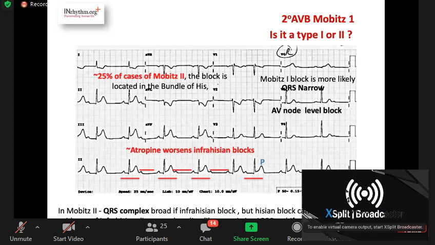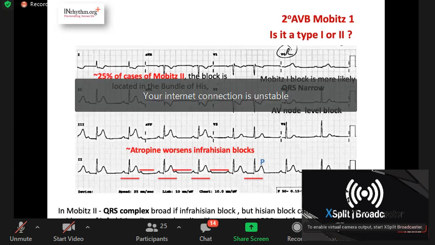So many a time in complete heart block, if you're giving atropine in the therapeutic dose, like 1.2 grams, you can actually deteriorate the patient's AV nodal conduction because the infrahisian disease will not respond to atropine at all. But if you are dealing with a bundle branch or an AV nodal disease like a Mobitz type 1, you can potentially increase the AV nodal conduction.